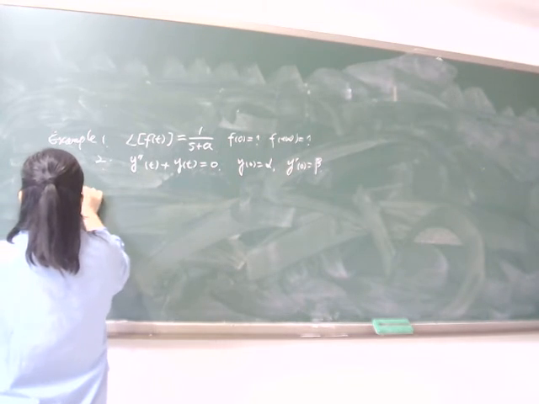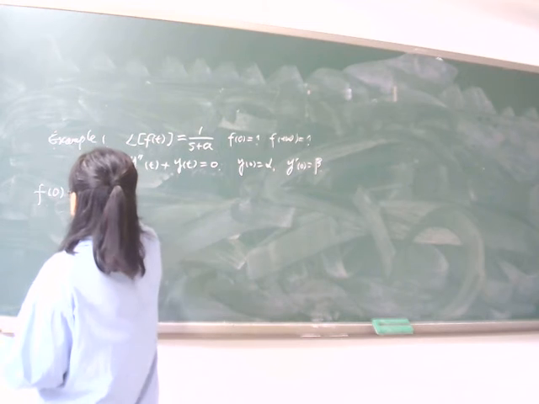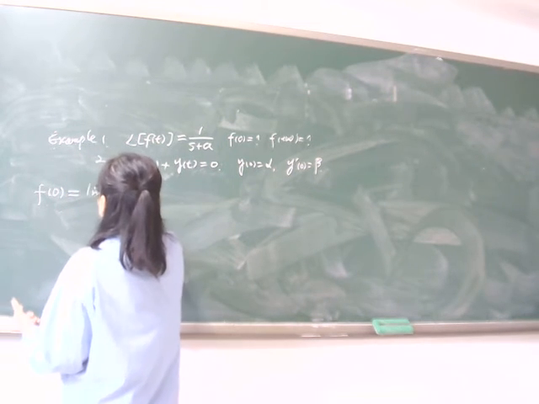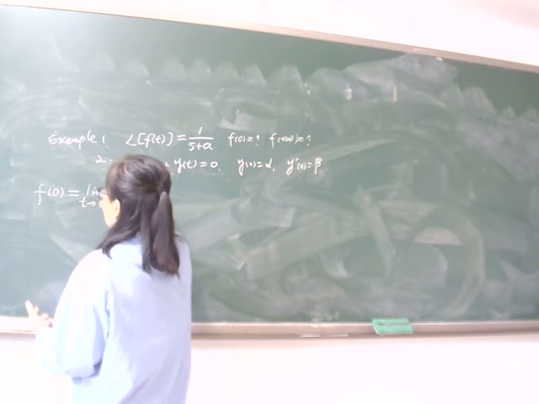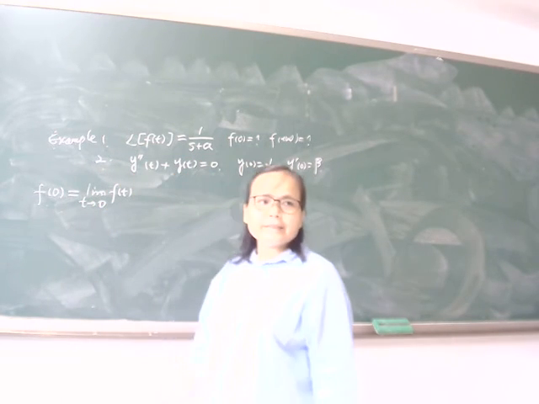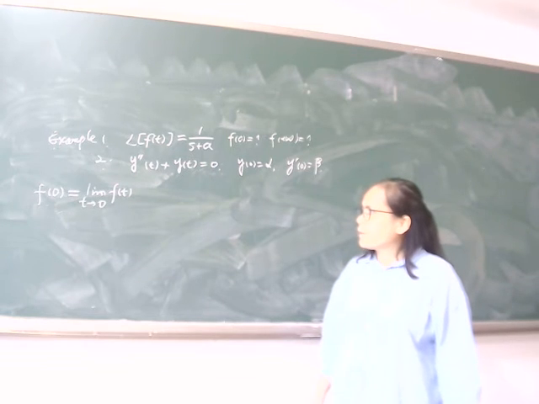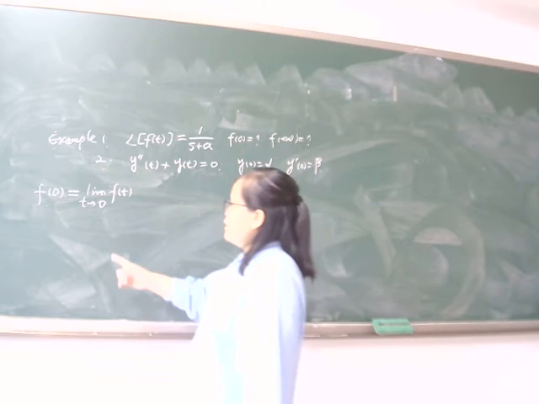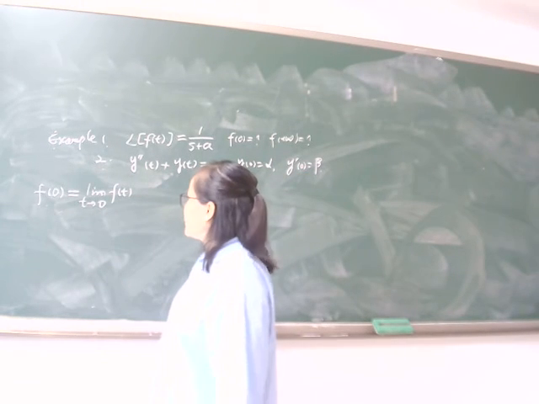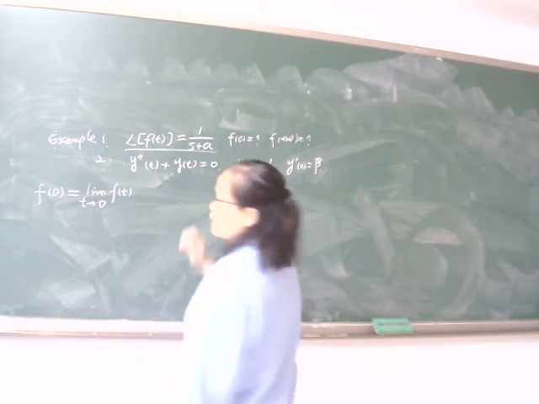Can we see what F(0) is equal to? F(0) is the limit of F(t) as t tends to 0. Okay? It is equal to this. Now, if t tends to 0, we should use this condition.